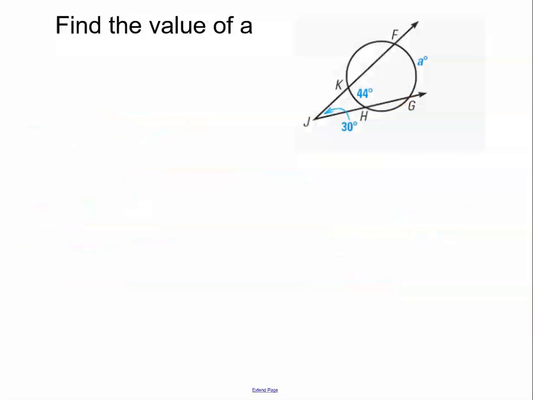Okay, almost done. Last one. So here the vertex is outside of the circle. So that's where the angle is half of the big arc minus the little arc. So I have the angle, that's 30. And the angle is half of the big arc minus the little arc. And again, remember when we say big arc and little arc, we're only talking about the two arcs that are actually inside the angle. So the big arc is A, the little arc is 44.